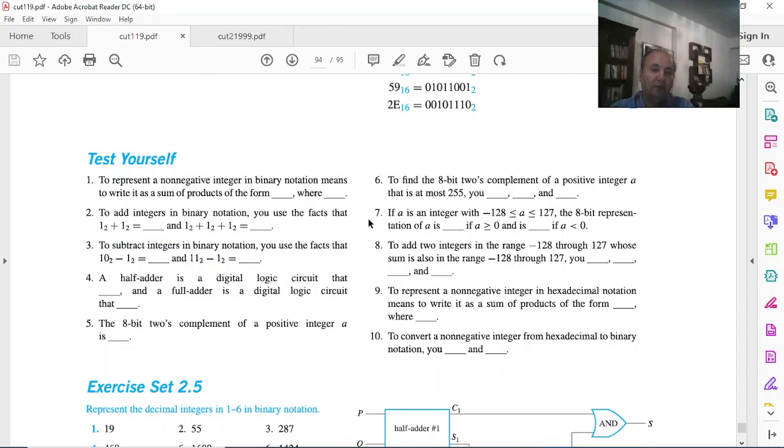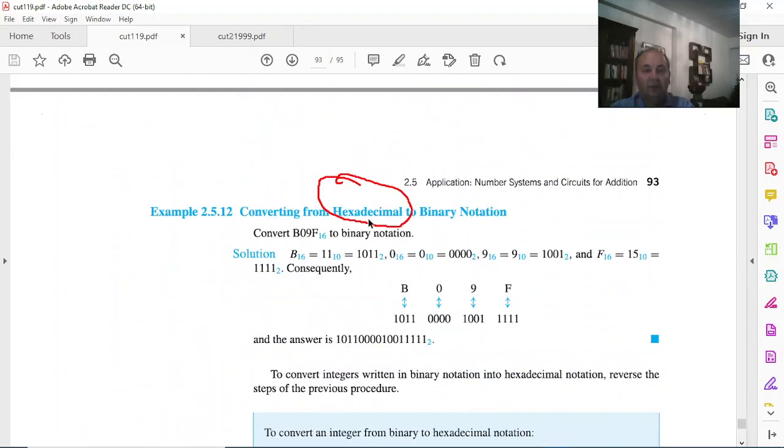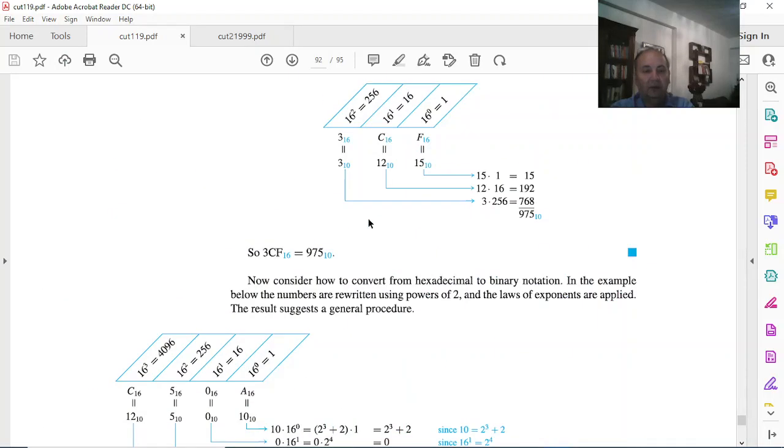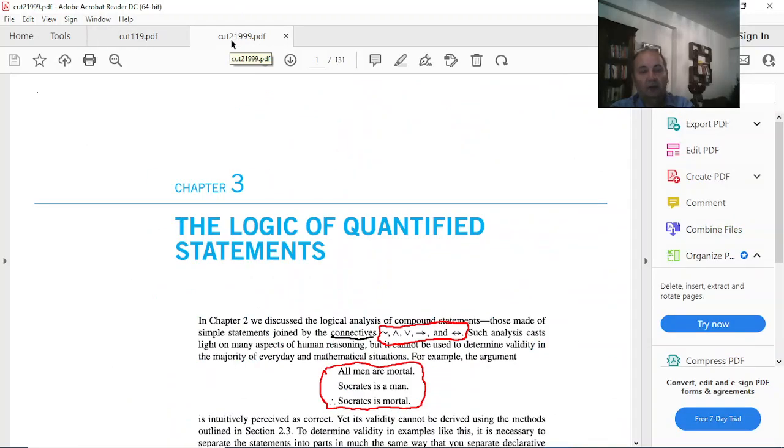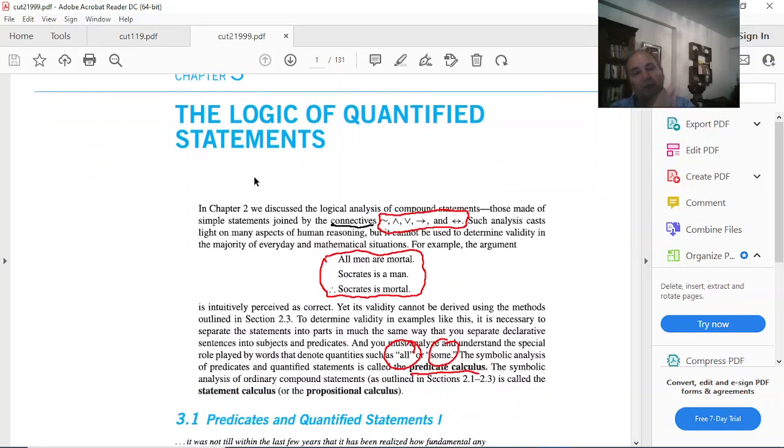Thanks a lot for this second chapter, and in the next video we will be talking about logic, quantified statements, and chapter 4 is the types of proofs, like direct and indirect or proof by contradiction. It's used a lot in mathematics and all kinds of engineering. Okay, thanks a lot.